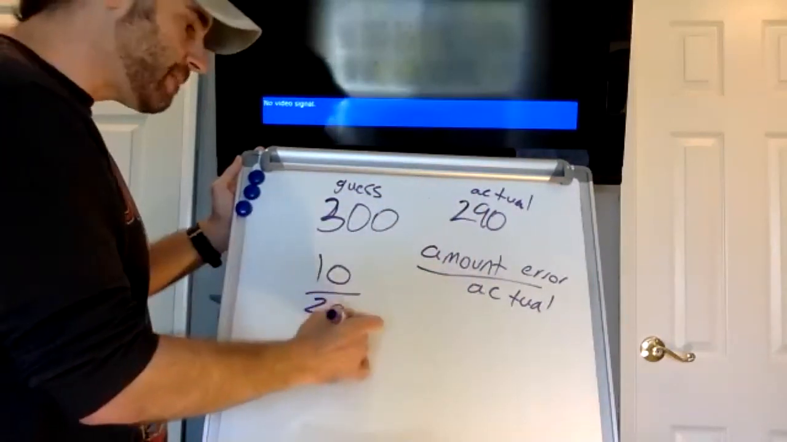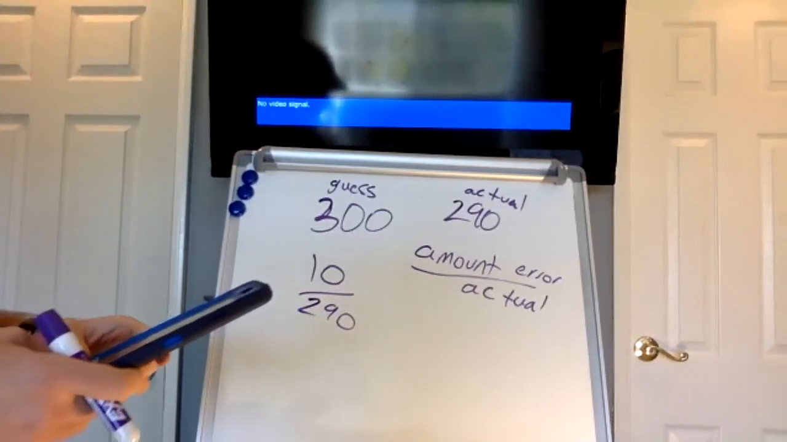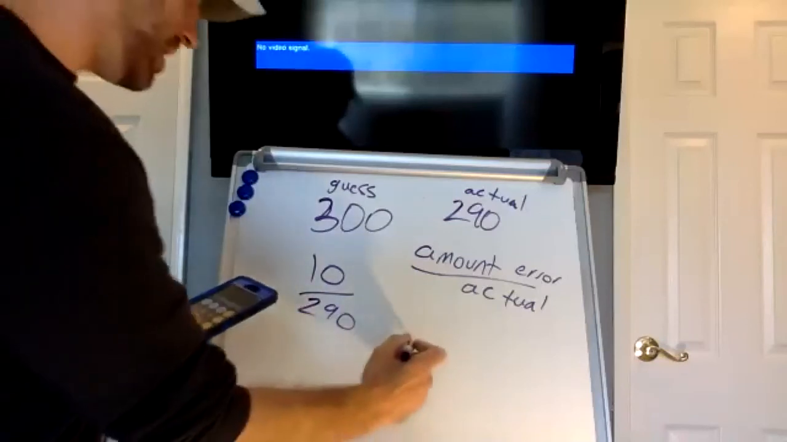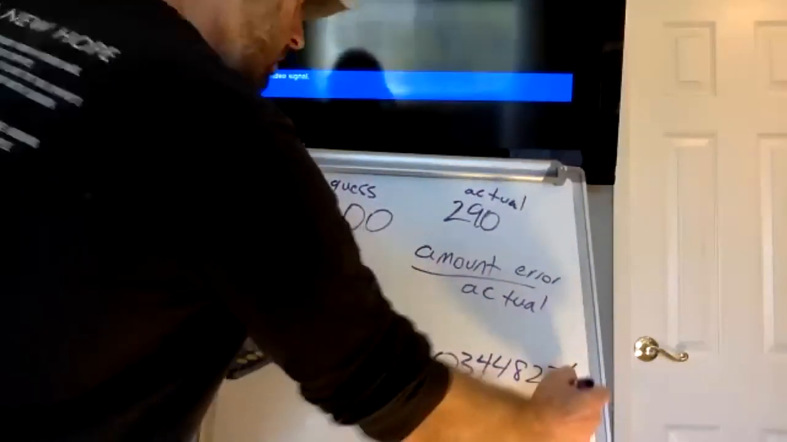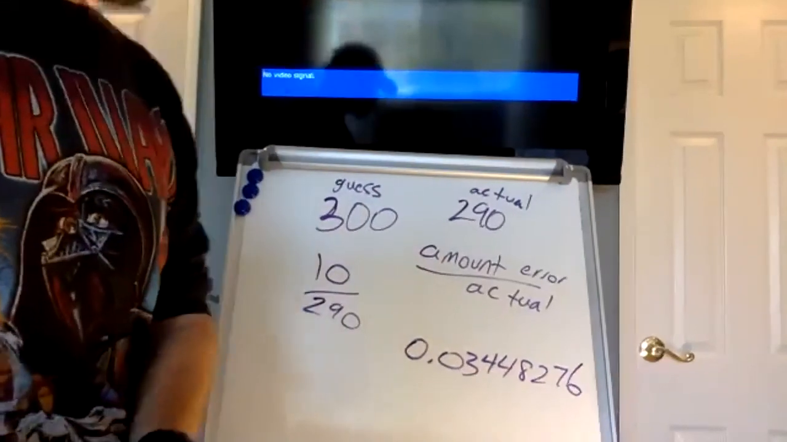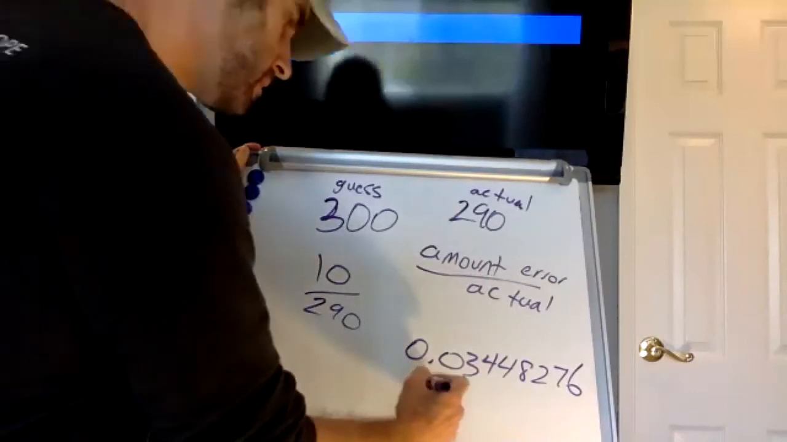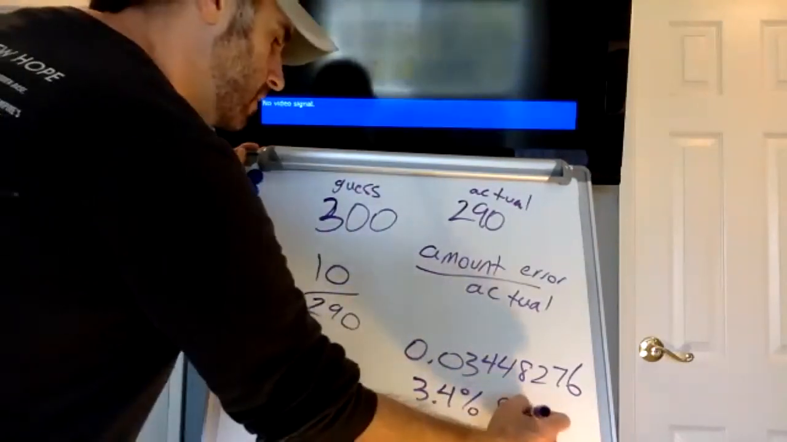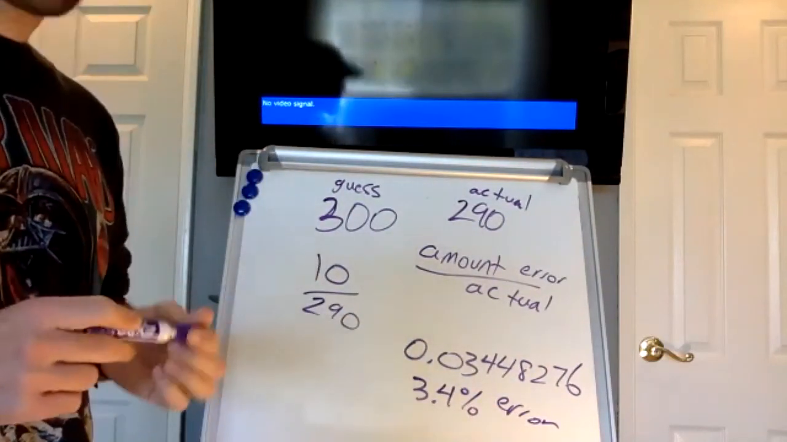So 290. Now divide. 10 divided by 290. And I get this. Okay. What percent is that? Rounded to the nearest tenth of a percent. 3.4%. Yep. Error. That means your guess was almost 3.5% off.